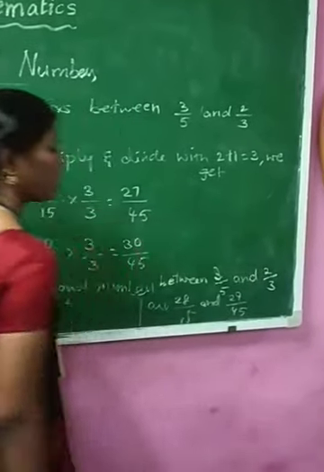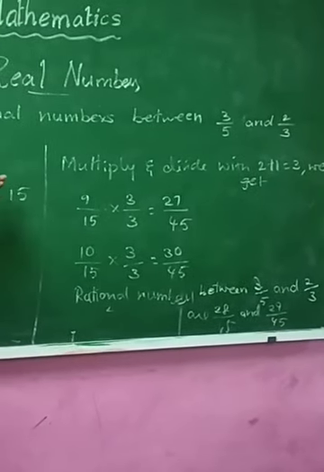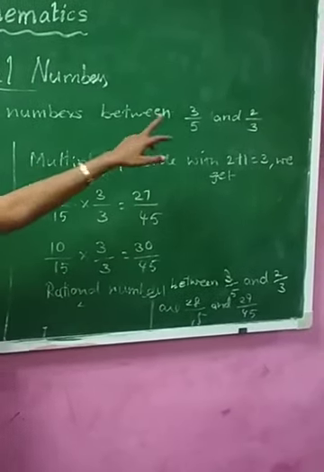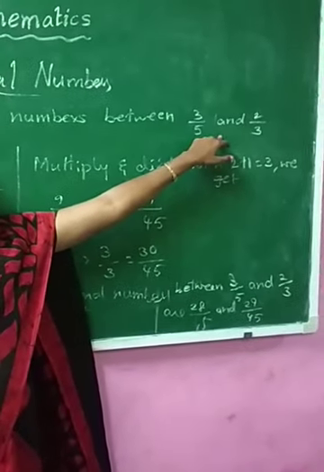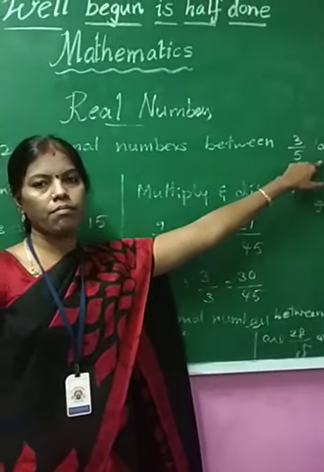In this way we can insert any number of rational numbers in between any two numbers. However many are asked, that many we can find.